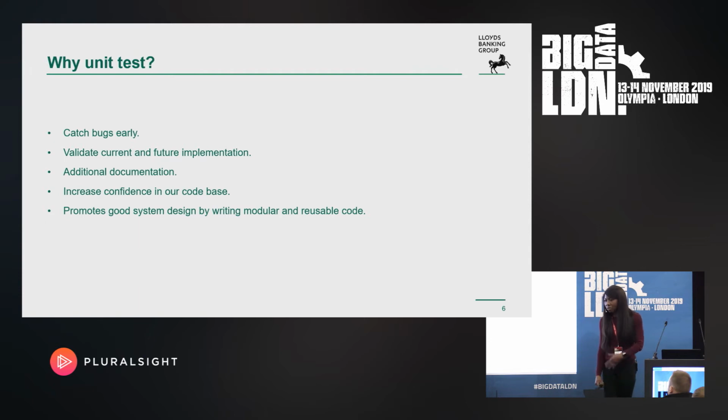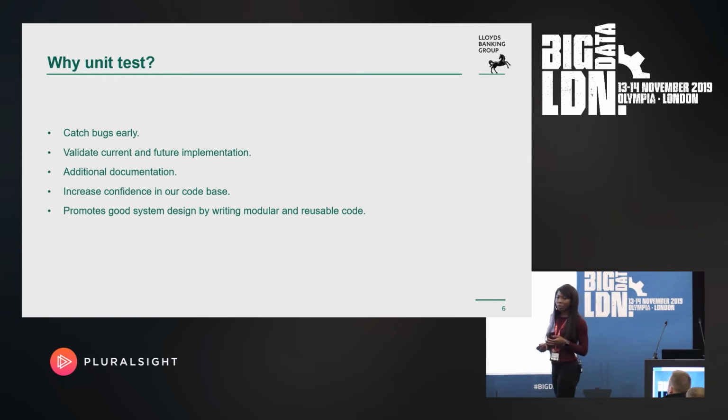But secondly, it helps validate the current and future implementation of your function or methods or class. Because when you think about it, you write a function now, and then let's say a few months later you decide, actually I want to refactor that to make it more efficient, you go back to it, you make changes to it.